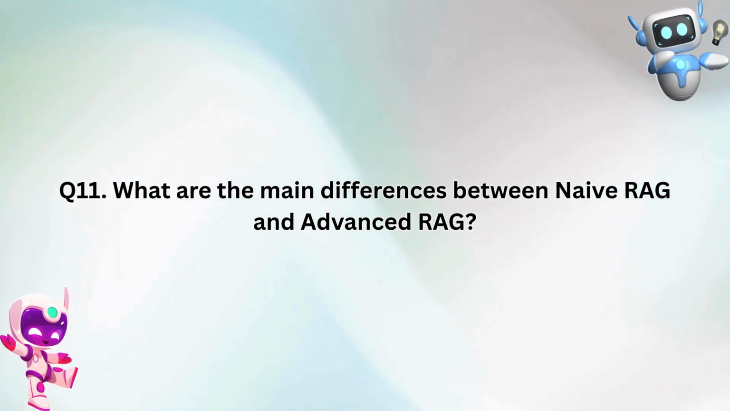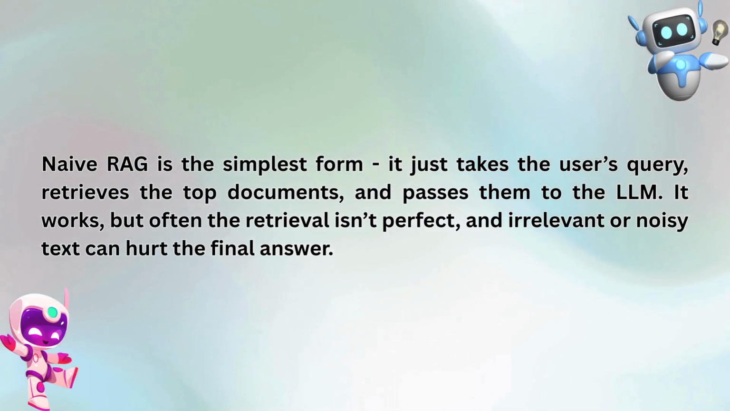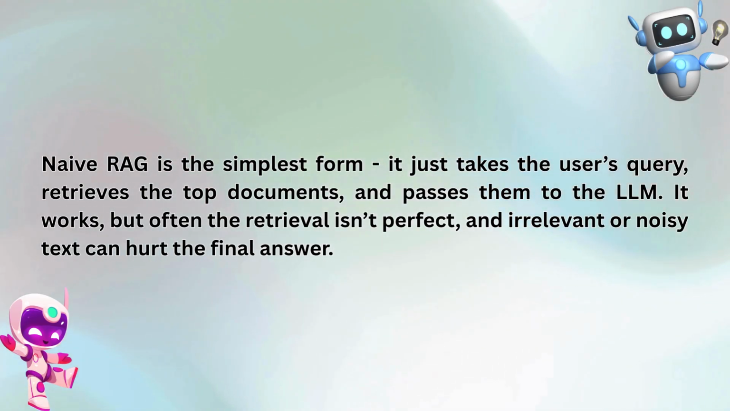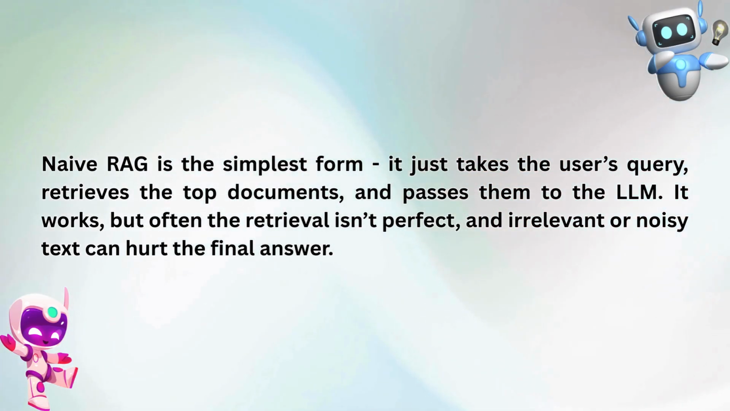What are the main differences between naive RAG and advanced RAG? Naive RAG is the simplest form. It just takes the user's query, retrieves the top documents, and passes them to the LLM. It works, but often the retrieval isn't perfect, and irrelevant or noisy text can hurt the final answer.